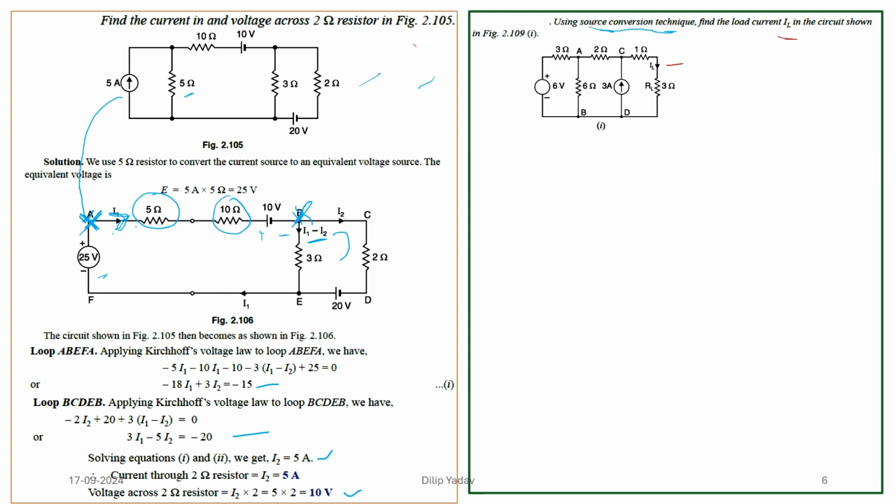Where is the IL? It is going to ask me, if 3 ohm is there, what is the current IL that I need to calculate. So in this we can see we have the voltage source and the current source.